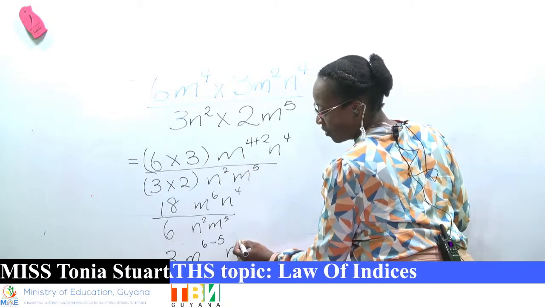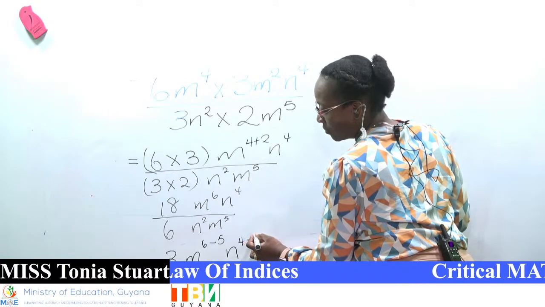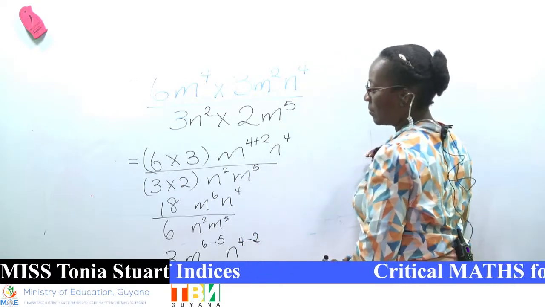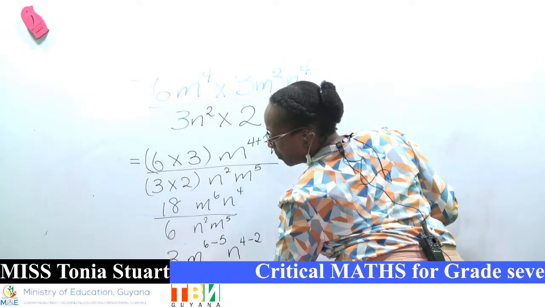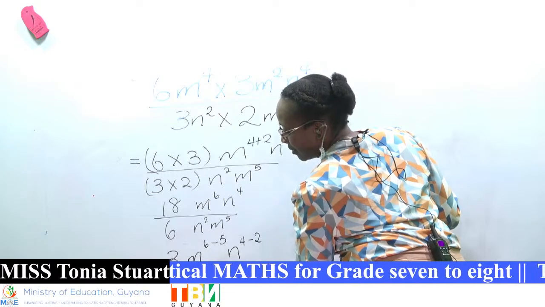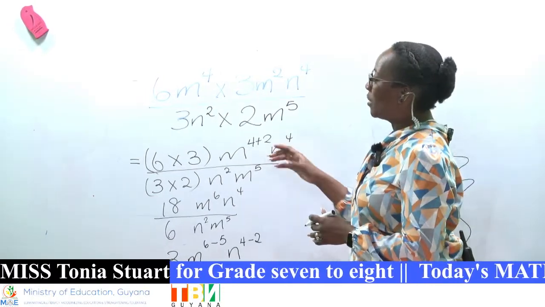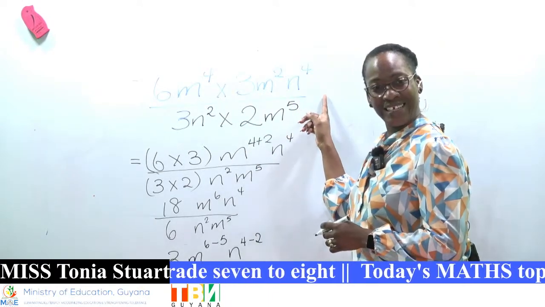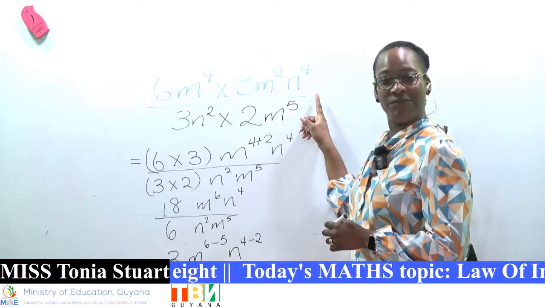Which one first? n to the 4. Great. So what would be our final answer? 3 to the m to the n and n to the 2nd power. Great. Right? So despite we didn't use the division sign, we know that this implies that it's a division.